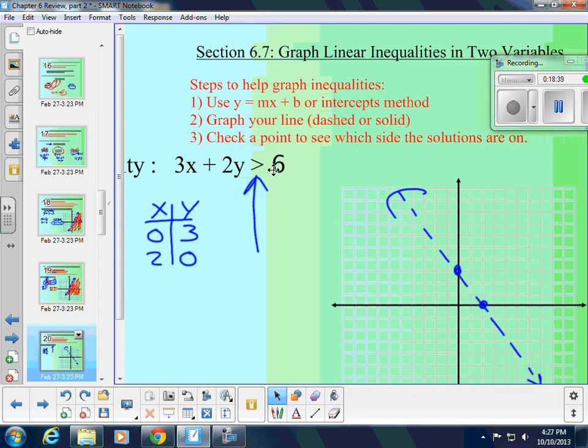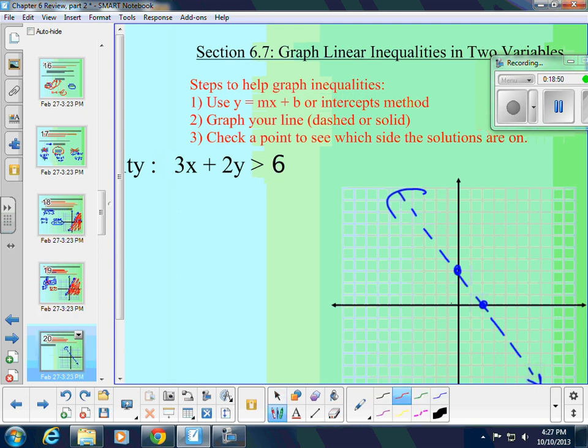And then my last step is I just need to check any random point to see where the solutions would be. Again, just like for linear inequalities with one variable, we always had the solutions on one side of the line or the other. So same thing here. I just need to use one point. Again, usually the origin's an easy one as long as the line isn't going through it. So I'm going to use the origin. If I plug in 0 for x and 0 for y, I get 0 plus 0. Well, is 0 greater than 6? No, it's not. So in this case, 0, 0 is not one of the solutions.